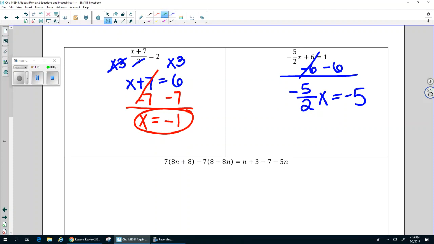Anytime you want to get rid of a fraction, what you want to do is multiply by its reciprocal. Reciprocal means to flip it. So I'm still keeping the negative. All I did was flip the numbers. I'm going to multiply by -2 over 5 on both sides. That'll help you cancel out the -5 over 2. You're left with x. If we plug this into our calculator, we'll get that x is equal to 2.